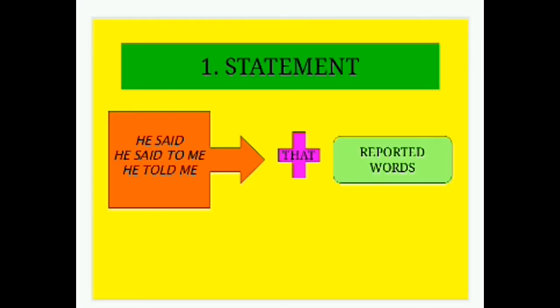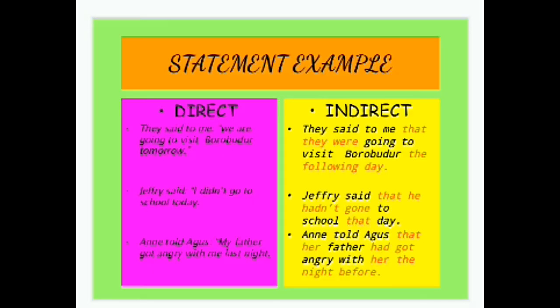He said to me, he told me. While we change into indirect, we use this sentence including the connecting word "that" and the reported words used in a statement sentence. First we say "he said to me" or "he told me". After that, we write the connecting word "that", and then the reported words follow. So we'll see some examples of changing direct to indirect in statements.